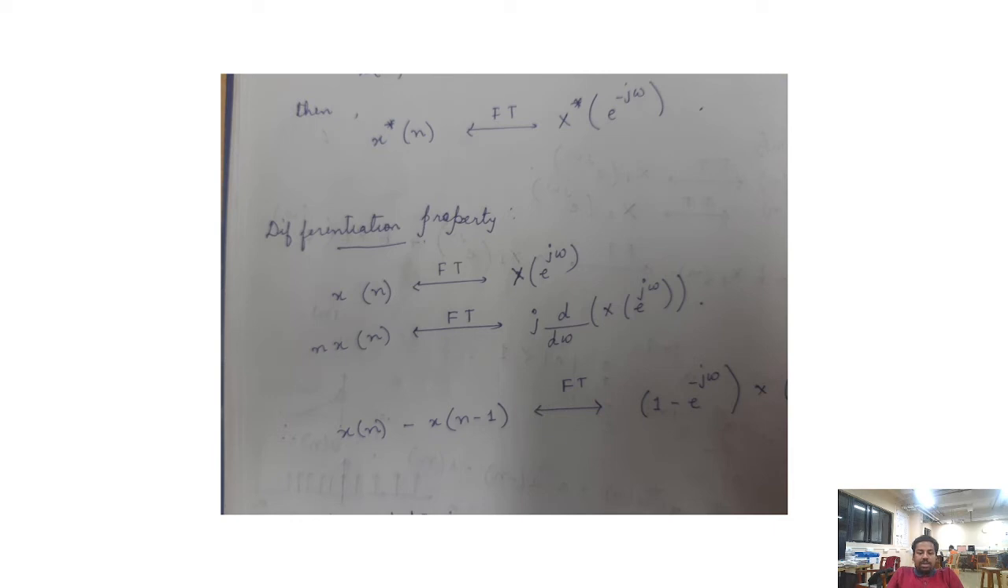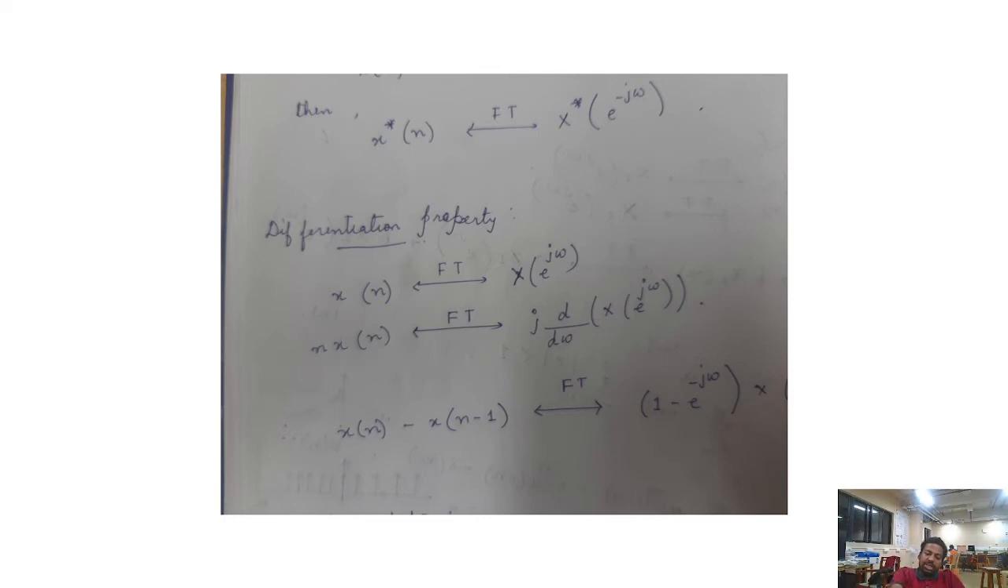Now, for example, we have a difference equation x[n] − x[n−1]. The Fourier transform of this signal: we have x[n] equal to X(e^{jω}), and for x[n−1], by time shifting, we can write e^{-jω}·X(e^{jω}). So ultimately, if we take X(e^{jω}) common, we have (1 − e^{-jω})·X(e^{jω}).